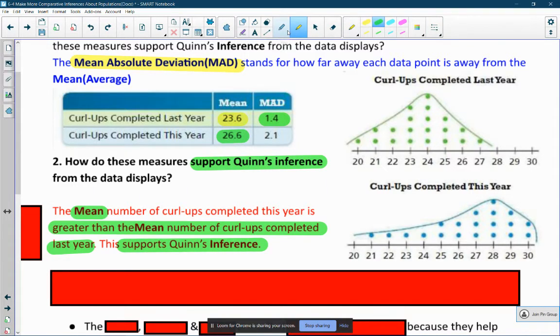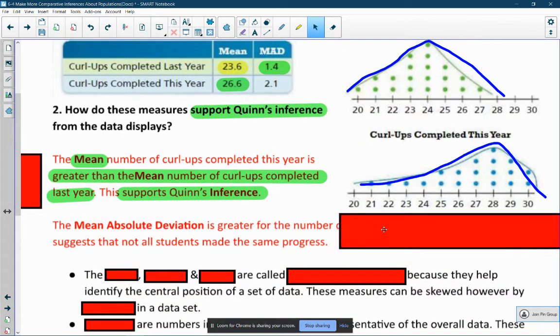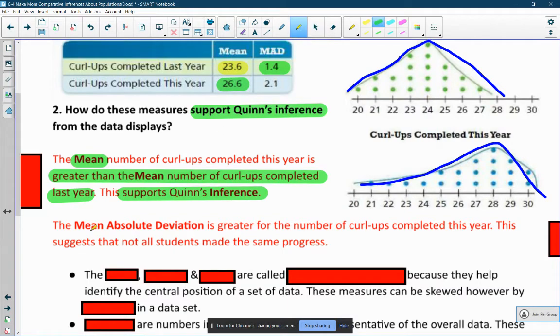And the easiest way to find the mean is to look at our graph. Look where the peak is here. That generally is going to tell you kind of where the mean is. Okay. Now the next thing we can say, the mean absolute deviation is greater for the number of curl-ups completed this year. Right? It was 2.1. This suggests that not all students made the same progress.